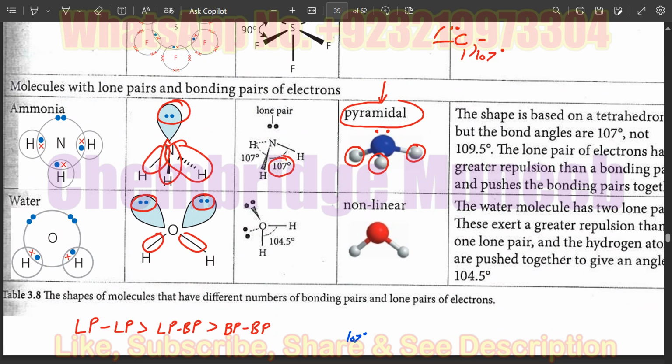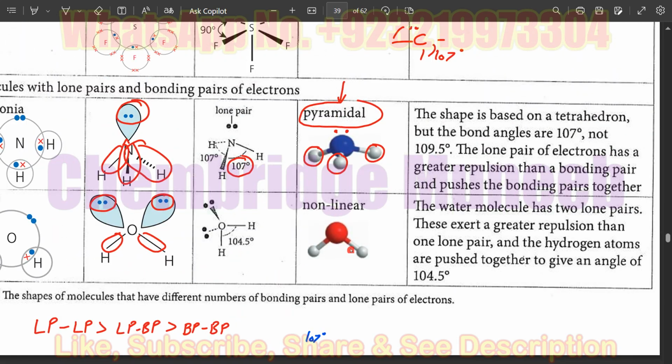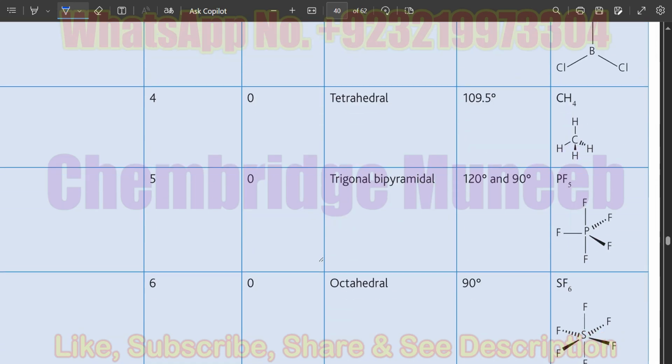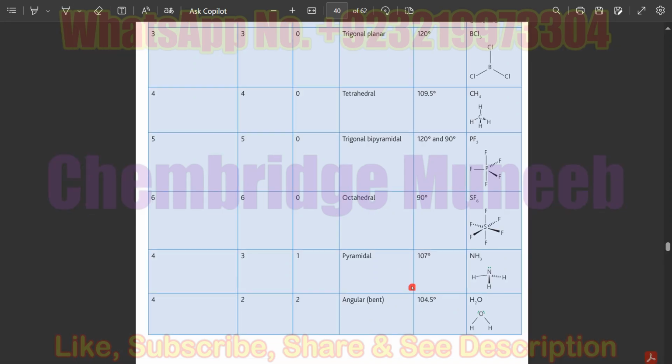Okay. So that's the structure of the water molecule. It is also called non-linear, V-shaped, or bent. You can clearly see that the shape is V type. That is why it is called V-shaped. In this table you can also go through the examples along with their shapes and their angles.